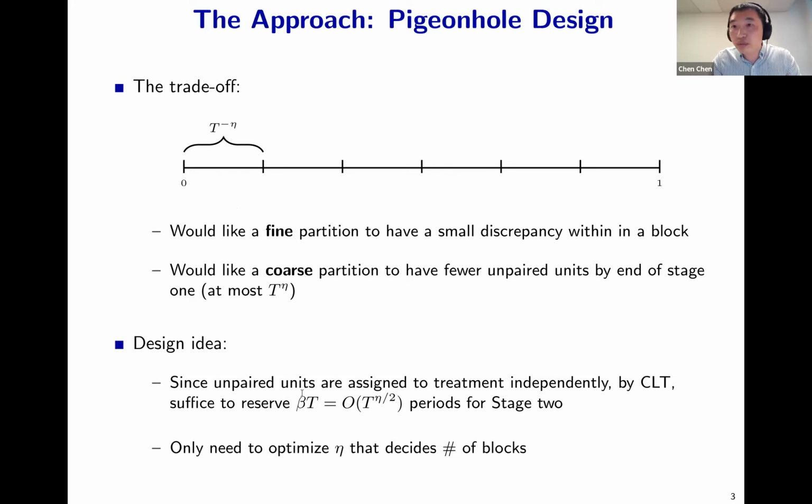And once we settle how many units to reserve for the second stage, the only thing we need to decide is the number of blocks for stage 1. And it turns out this is not very challenging: we can find the optimal number of blocks. So this is roughly the idea of designing the optimal Pigeonhole experiment.